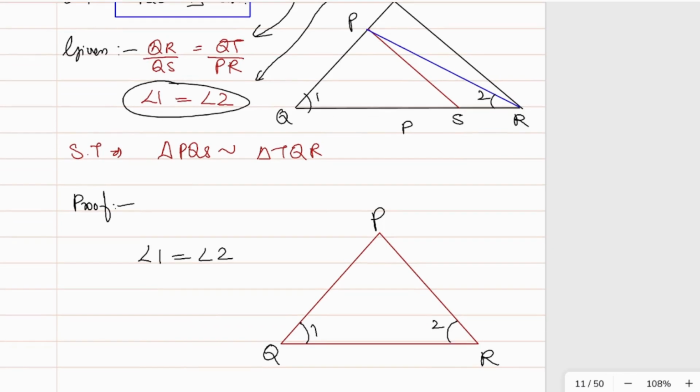If you're looking, the base angles are equal. That means PQ equals PR. If this is an isosceles triangle, angle 1 equals angle 2. Therefore, its sides will be equal. Which sides? PQ and PR will be equal. Therefore, we will give this as equation number 1.